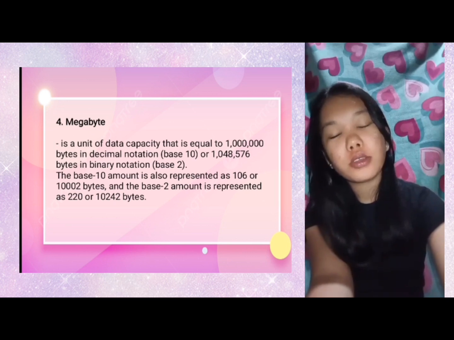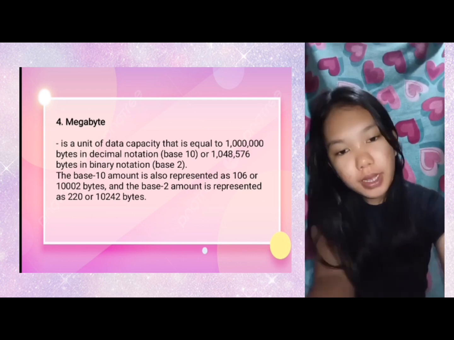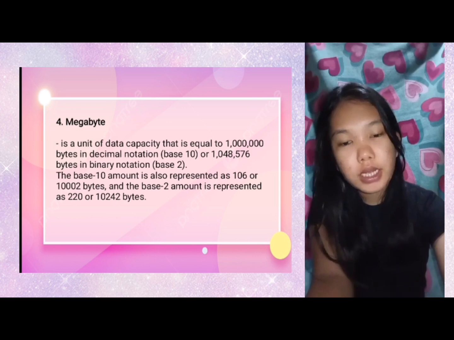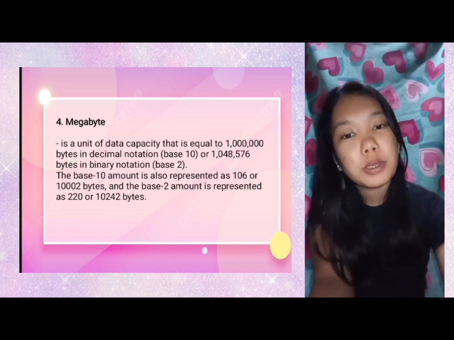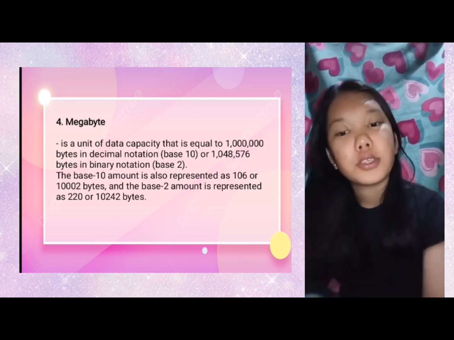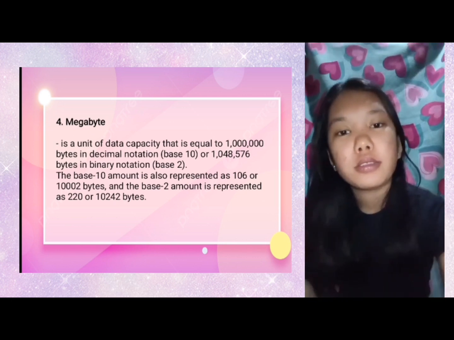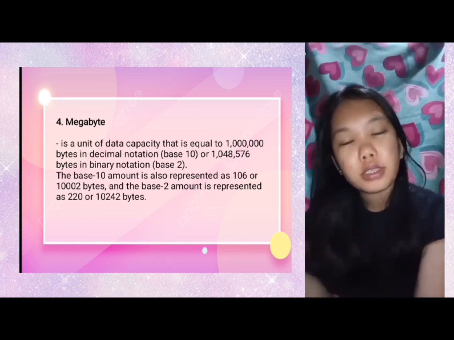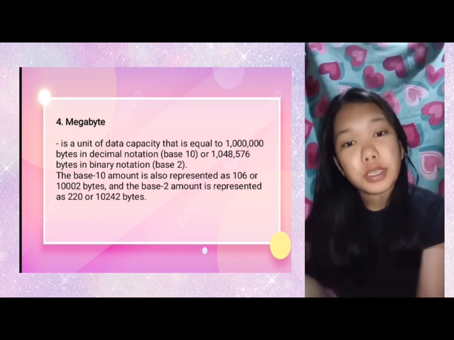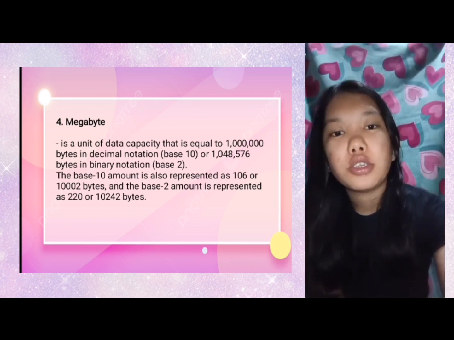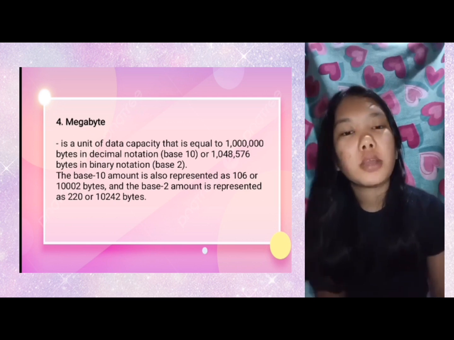Next, we have megabyte. Let's proceed to megabyte. So, what is a megabyte? A megabyte is a unit of data capacity that is equal to 1 million bytes. So, think of a megabyte as a thick novel containing thousands of words. It's a much larger unit of data than a kilobyte, and it's commonly used to measure the size of things like photos, music files, small videos, and etc.